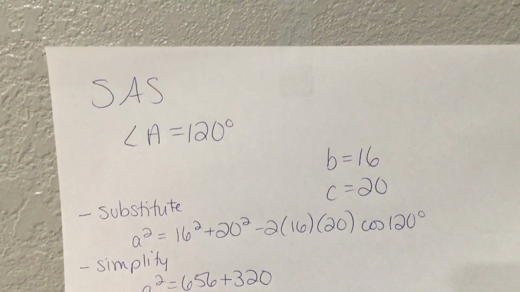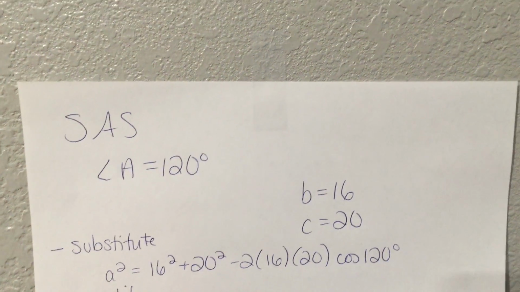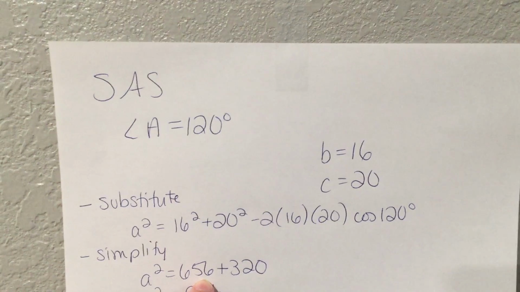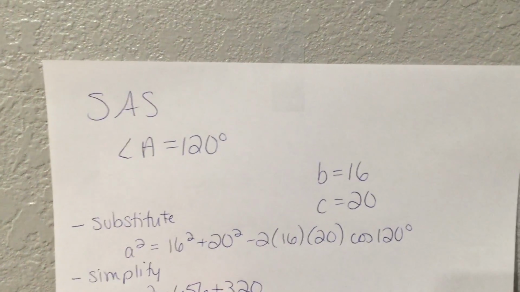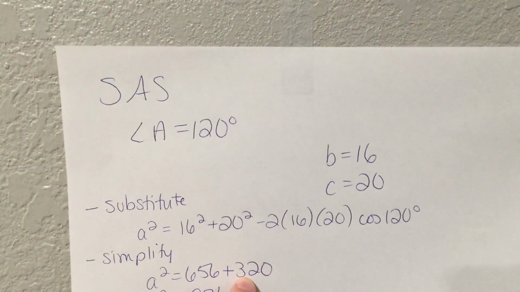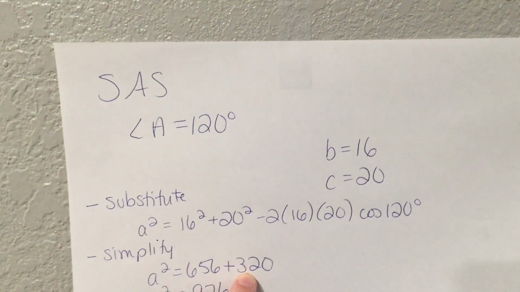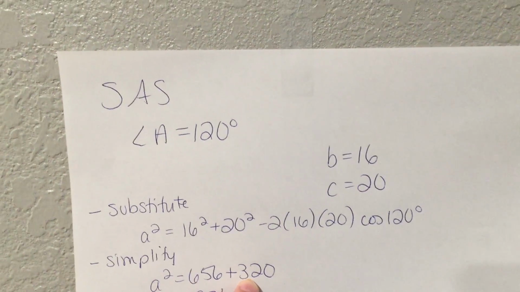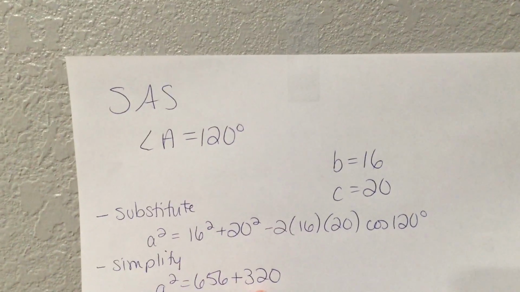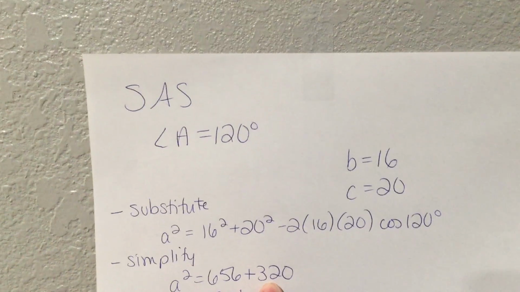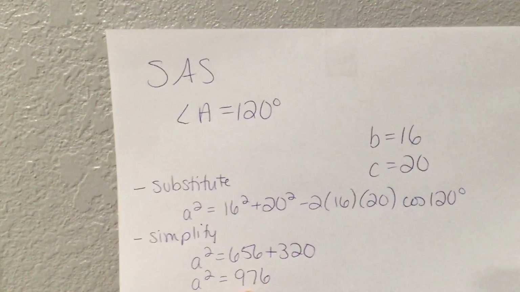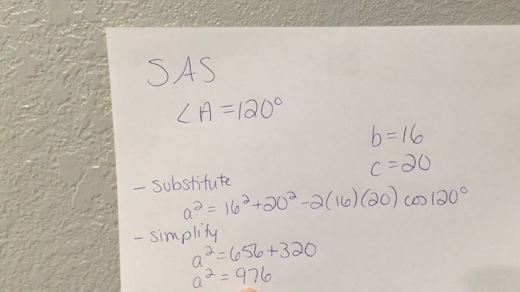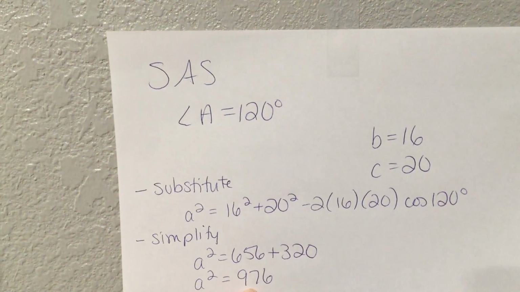Now we want to simplify. A squared equals 16 squared plus 20 squared adds up to 656, and 2 times 16 times 20 times the cosine of 120 adds up to negative 320. We also have a negative here, so negative times a negative is a positive. So we add these together and we get A squared equals 976.